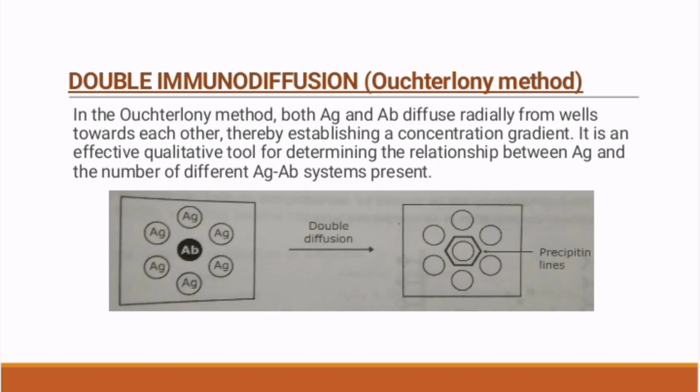Double immunodiffusion or Ouchterlony method. In the Ouchterlony method, both Ag and Ab diffuse radially from wells towards each other, thereby establishing a concentration gradient. It is an effective qualitative tool for determining the relationship between Ag and the number of different Ag-Ab systems present.